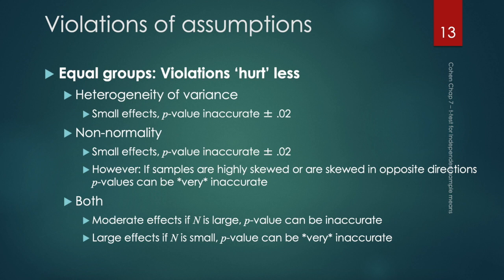So when it comes to having both problems, if your n is large, then p-values are still going to be inaccurate, but not by as much. If you have a small sample size, you're going to have a big problem with p-values.